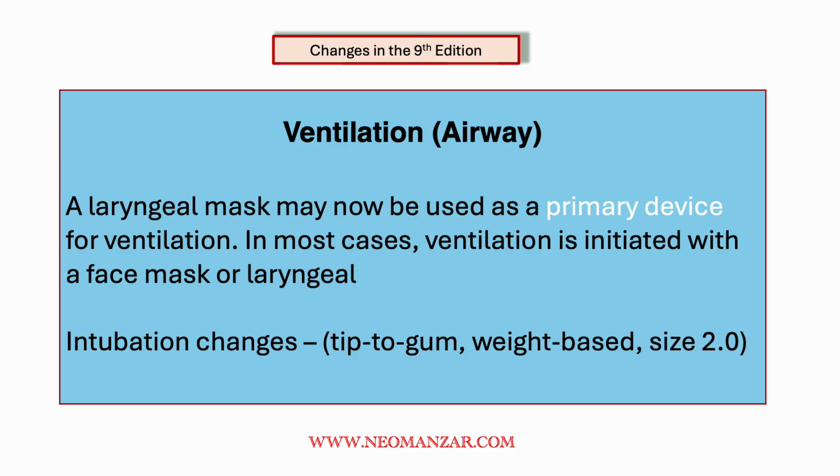So instead of using the word tip to lip, now we are going to use tip to the upper gum, which is the maxilla. You have to use that. And now the weight-based table has been changed, which I'm going to show in the next slide. And now it's highly recommended that if the infant is less than 800 grams, you can consider the smaller tube, size 2.